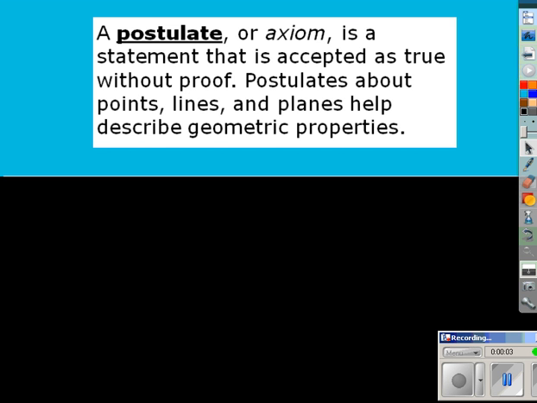All right, this is a continuation of Lesson 1, Section 1.1 in the geometry book. We're looking at points, lines, and planes. The first thing we're going to talk about is a postulate. This is a word that you'll see quite often throughout the book.